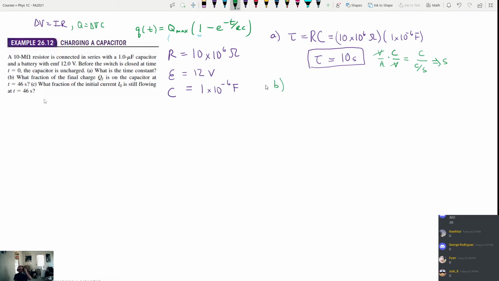All right. Part B says, what fraction of the final charge QF, which for me QF is Qmax, is on the capacitor at t equal to 46 seconds? What fraction of the final charge QF is on the capacitor at t equal to 46 seconds? How could we do that?